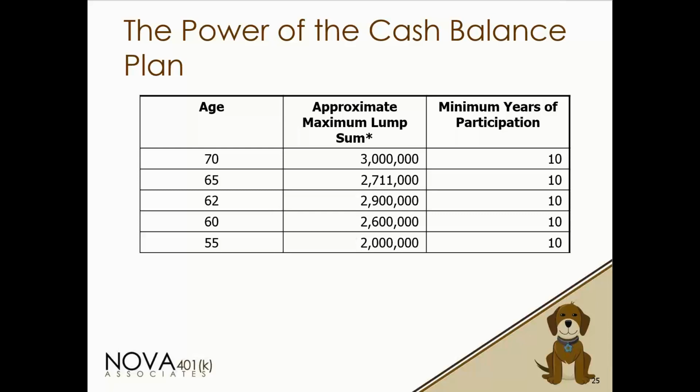All right, the power of the cash balance plan. Here on this chart, we show the approximate maximum lump sums at different ages. At 55, it's $2,000. If you have a sponsor who starts a plan at 45, you can target $200,000 after 10 years. At 55, they would terminate the plan, roll it into an IRA, and be done with the pension plan. As you can see, the numbers go up higher. They level off, actually drop a little bit between 62 and 65, and then they increase from 65 to 70 back up to about $3 million.